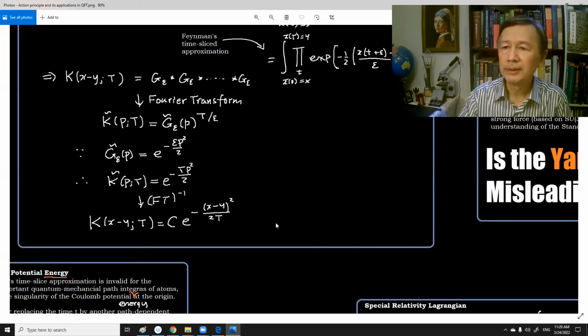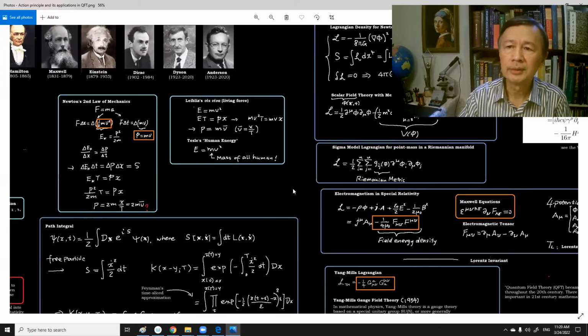We're not going to talk about this quantum field theory in detail.